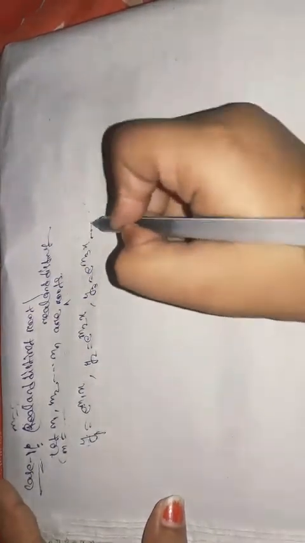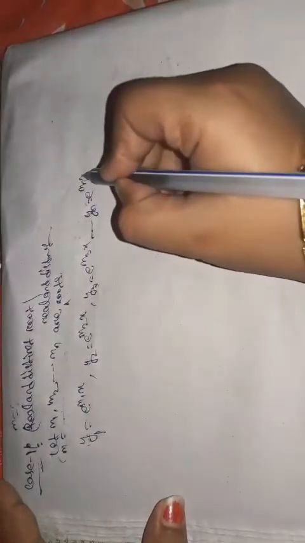Then our solution is y equals e to the power mx. So here we find the solutions m1, m2 up to mn. So y1 equals e to the power m1x, y2 equals e to the power m2x, y3 equals e to the power m3x, up to n number of solutions. So yn equals e to the power mnx.